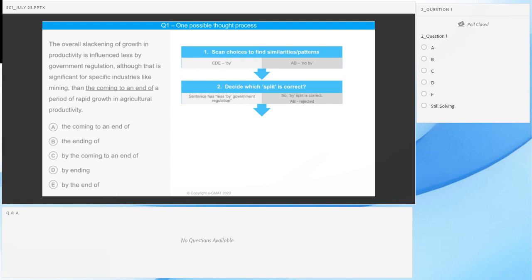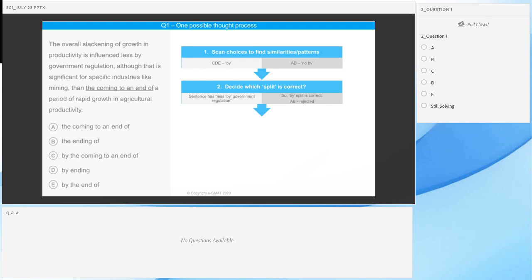So they would just go, the overall slackening of growth and productivity is influenced less by government regulation. Okay, something is influenced less by government regulation. So probably, we will see then. Although that is significant for specific industries like mining, okay, so these government regulations could be important for some other industries. Now I hit the than portion. So I know that, yes, there is a comparison, less X than Y. So then the coming to an end of a period of rapid growth in agricultural productivity. So we do understand that the sentence is presenting a comparison.